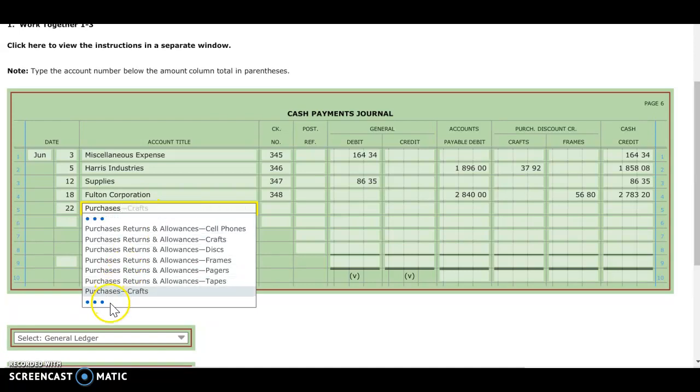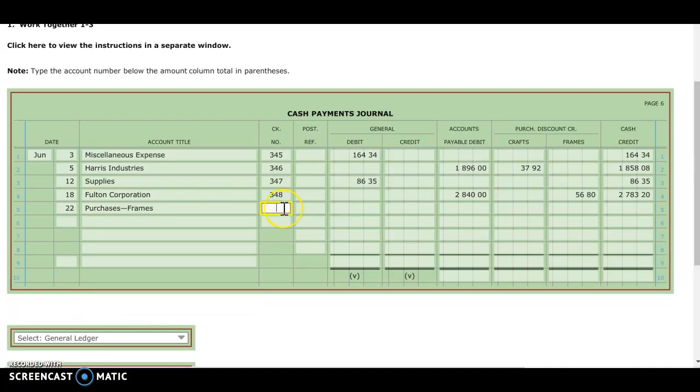So here's the more button. Here's what I'm looking for: purchases frames. Okay, another new thing. All right, so that was check number 349. Okay, and it looks like we bought $580 worth, so that's going to be our debit to purchases, and then we're going to credit cash for $580.